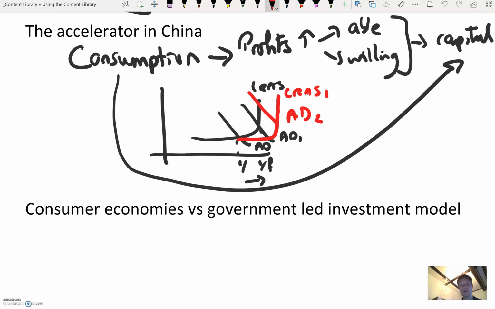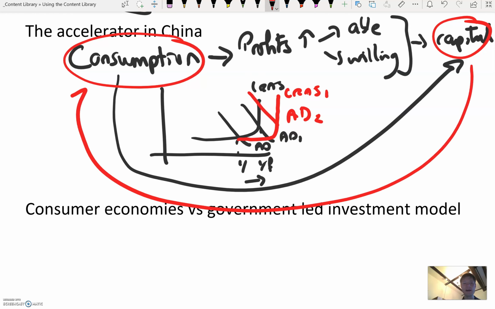So you have low savings, which results in high levels of consumption, which boosts profits significantly for firms who become more willing and able to spend, which then drives capital investment, which then results in shifts to LRAS and AD, which then flow back through into consumption as our incomes rise, generating this virtuous cycle of economic growth.